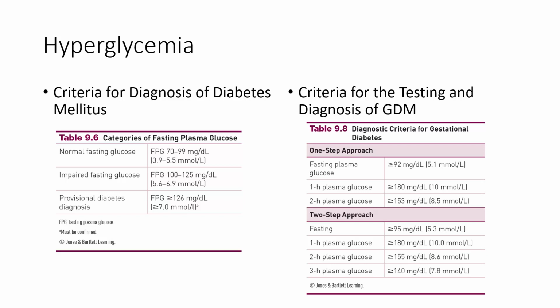So normal fasting glucose is between 70 to 99 milligrams per deciliter. Impaired is 100 to 125, and a provisional diabetes diagnosis is given a fasting glucose greater than 126 mg per deciliter. Criteria for the testing and diagnosis of gestational diabetes, or GDM, is listed below.